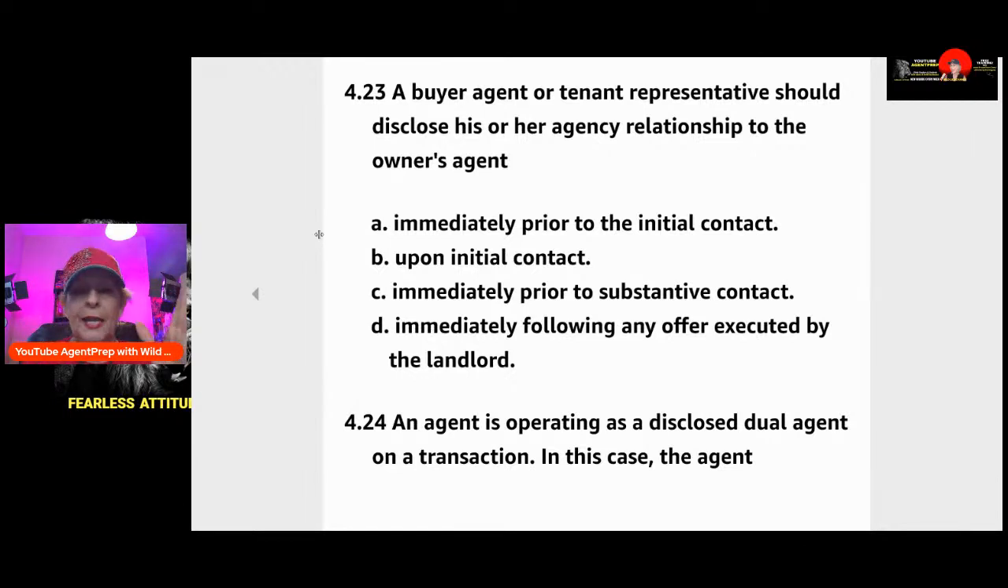So this is agent to agent, realtor to realtor, broker to broker. They're each representing a client, or the buyer agent has a prospect or customer.